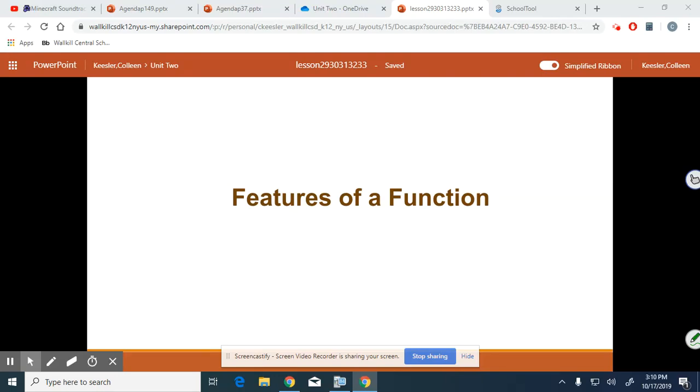Hey gang, so we've been working a lot with functions, linear functions, nonlinear functions, and values that don't represent functions at all. Today we're going to talk more about features of a function.